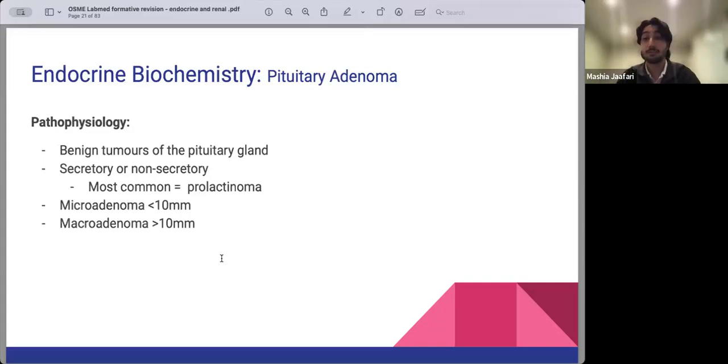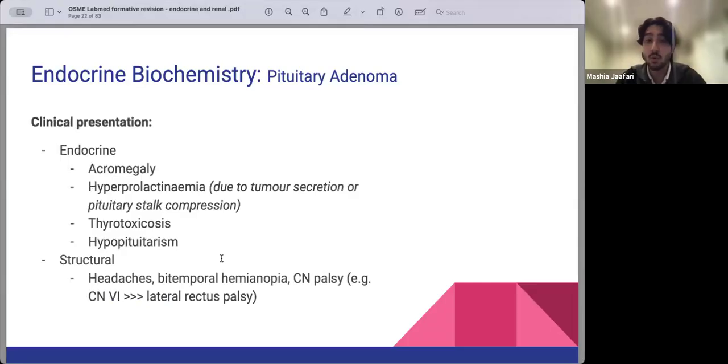So we talked briefly about two of the most common pituitary adenomas, so prolactinomas and growth hormone releasing adenomas. There are basically two types of adenomas. There can be microadenomas if they're less than 10 millimeters, or macroadenomas if they're more than 10 millimeters.